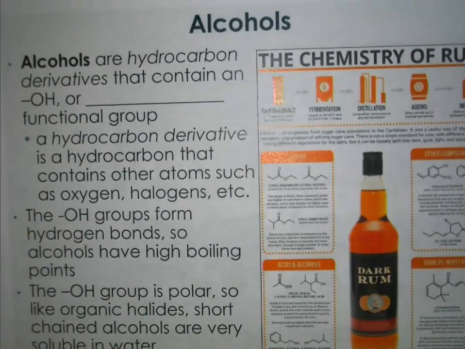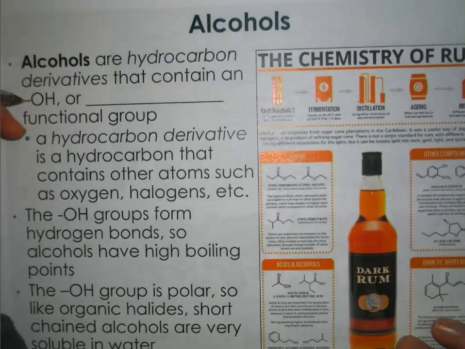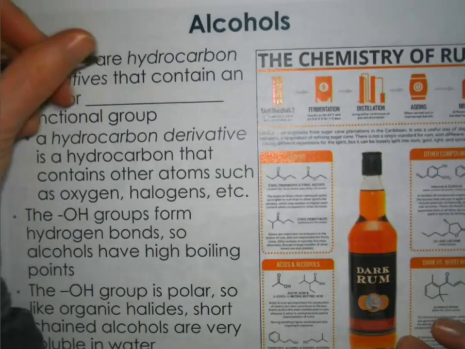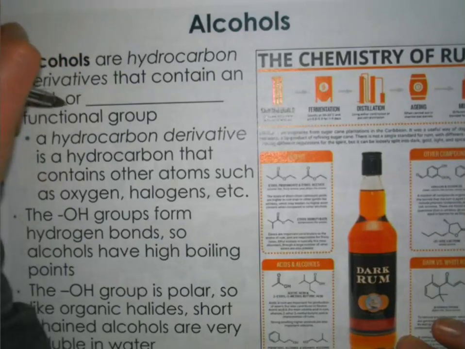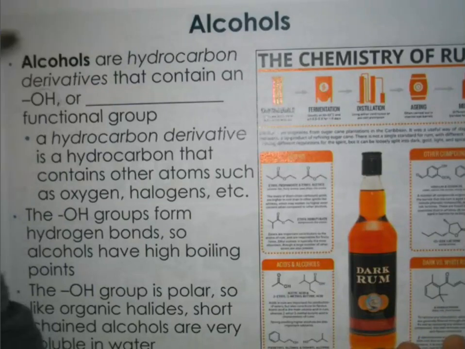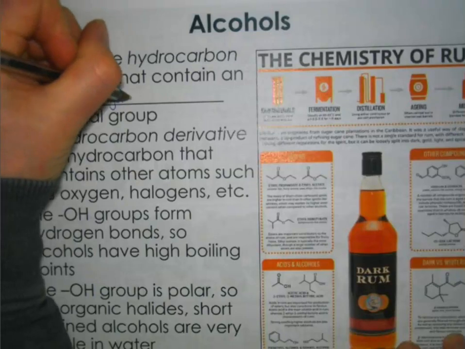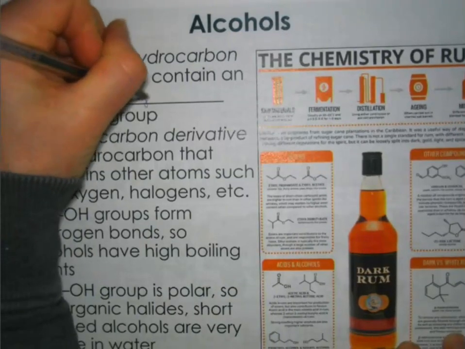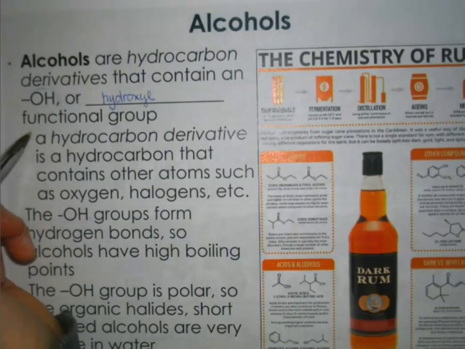But moving on to alcohols, alcohols are hydrocarbon derivatives that contain a hydroxide. So this is our polyatomic ion there, hydroxide. But when we're talking about it in this sense, we call it a hydroxyl functional group. They always have to keep things just a little bit complicated for us, right? So a hydroxyl functional group.